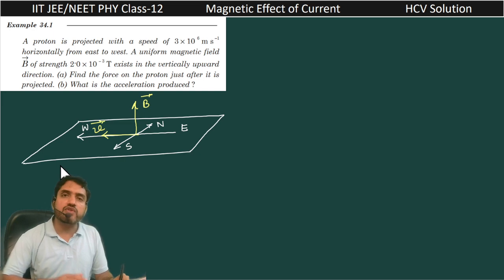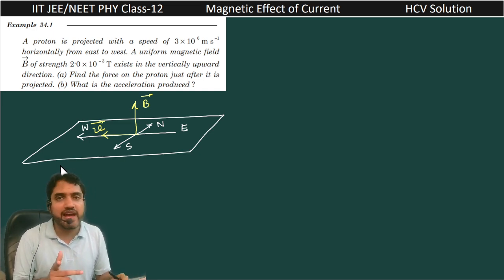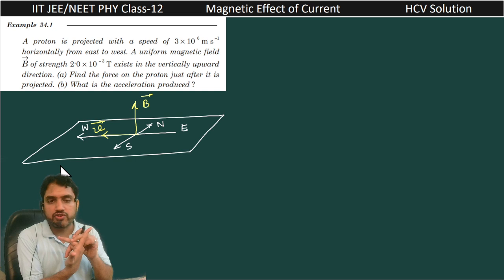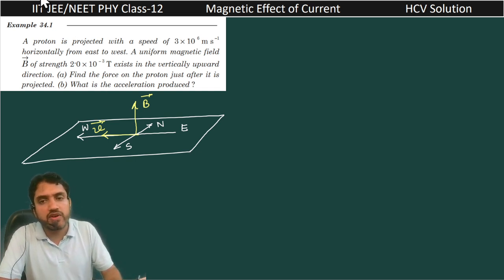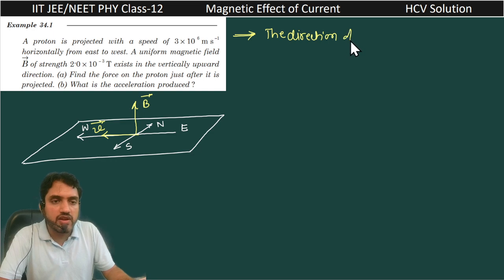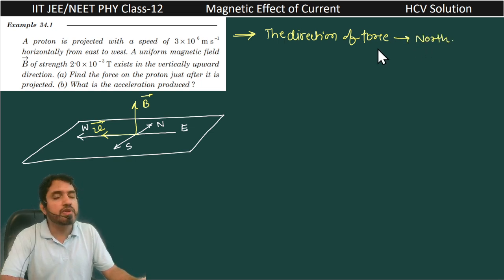If we use Fleming left hand rule to find the direction of magnetic force, that is FBI: this is the magnetic field which is vertical upward, and this is the direction of projection. So the force will be in the north direction. So in this question we can write that the direction of force will be towards the north.